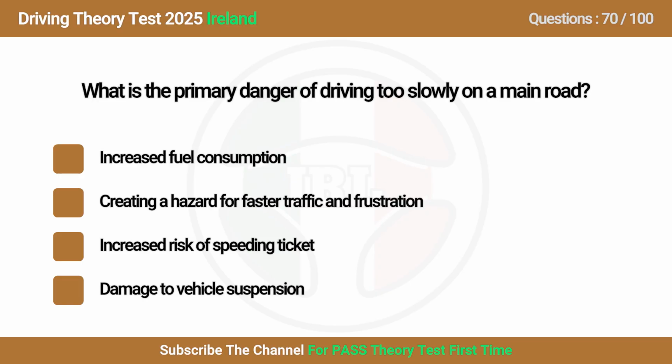Question 70. What is the primary danger of driving too slowly on a main road? A. Increased fuel consumption. B. Creating a hazard for faster traffic and frustration. C. Increased risk of speeding ticket. D. Damage to vehicle suspension.